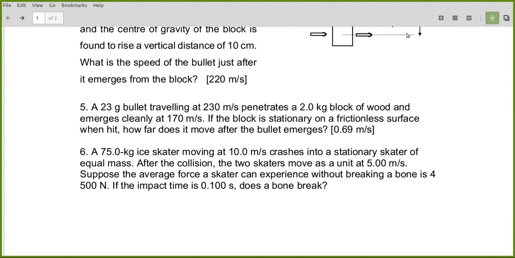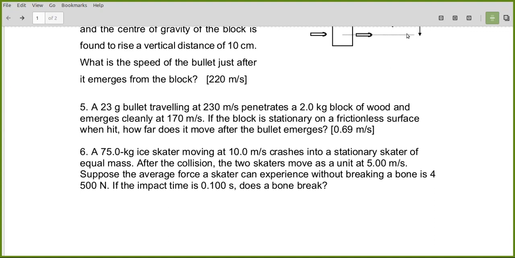In this case, when you read through, we're saying a 23-gram bullet traveling at 230 meters per second penetrates a 2 kg block of wood and emerges cleanly at 170 meters per second. If the block is stationary on a frictionless surface when hit, how far does it move after the bullet emerges? Now, there's a slight correction to the question.